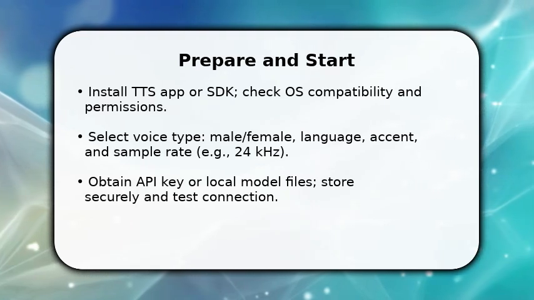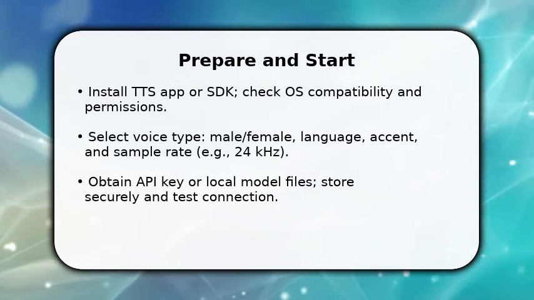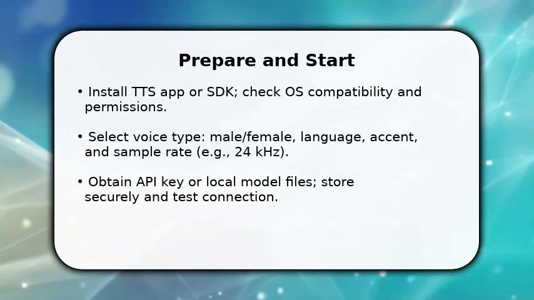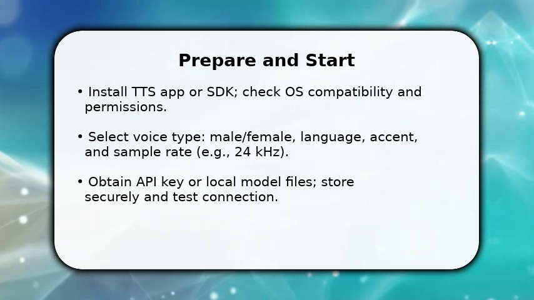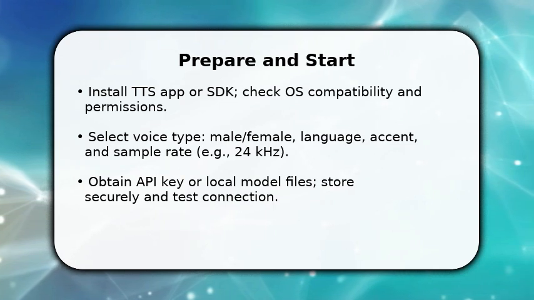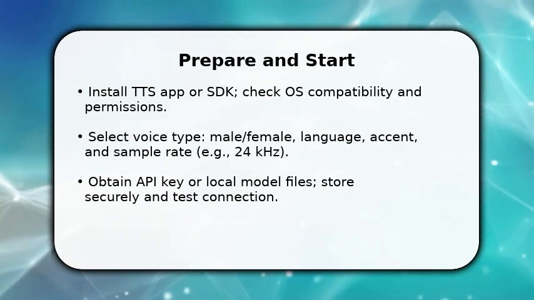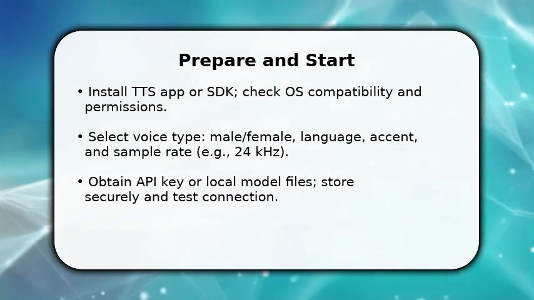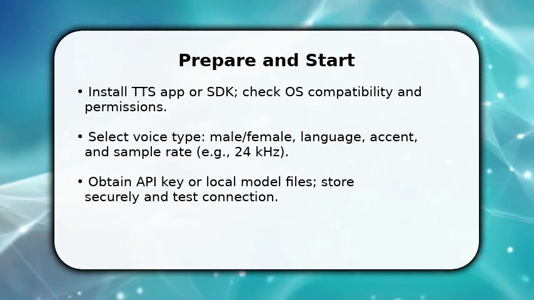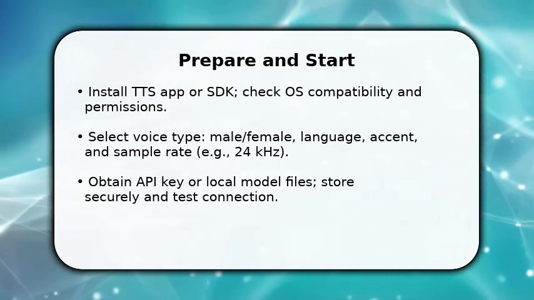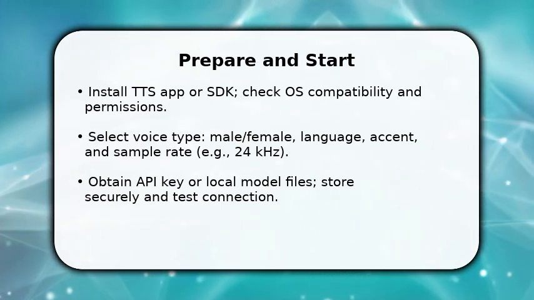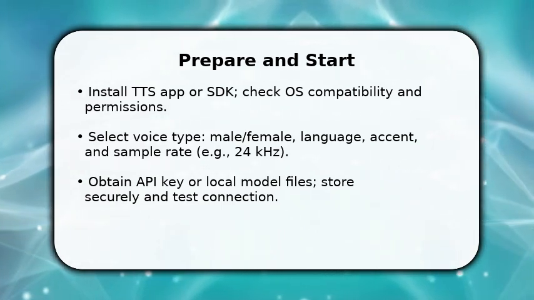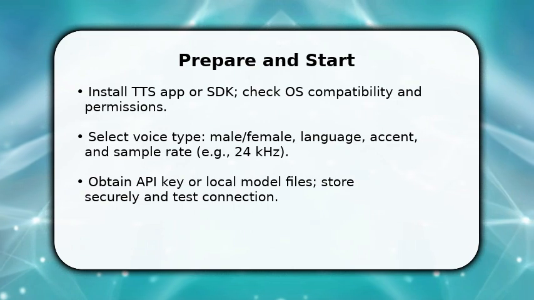You begin by collecting essentials and starting the first steps now. Install the TTS app or SDK, then confirm microphone and audio output permissions so audio plays reliably. Next, choose a voice profile and sample rate. Pick the closest accent for clarity. Once you have an API key or local model, place it where the app expects and run a quick connection test. If the test returns audio, you're ready to move into voice tuning and integration.